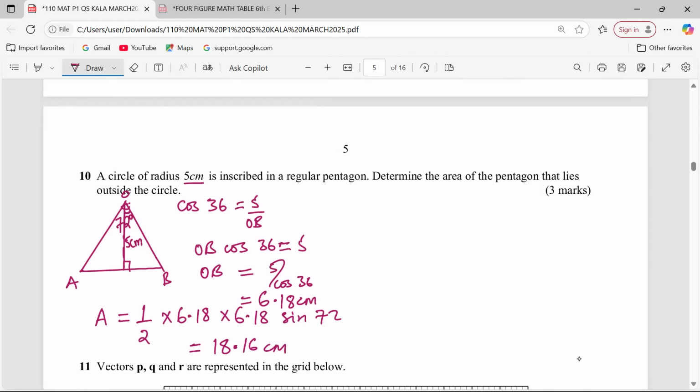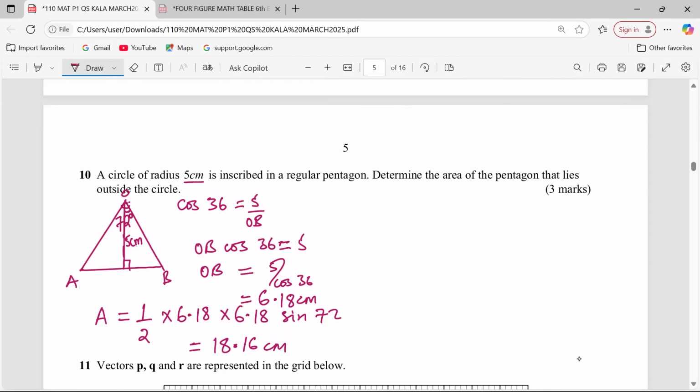Then now, area of the pentagon, for the whole pentagon, because this is one triangle. Area of pentagon is going to be 18.16 times 5, because there are 5 such triangles. And I'm getting 90.8.